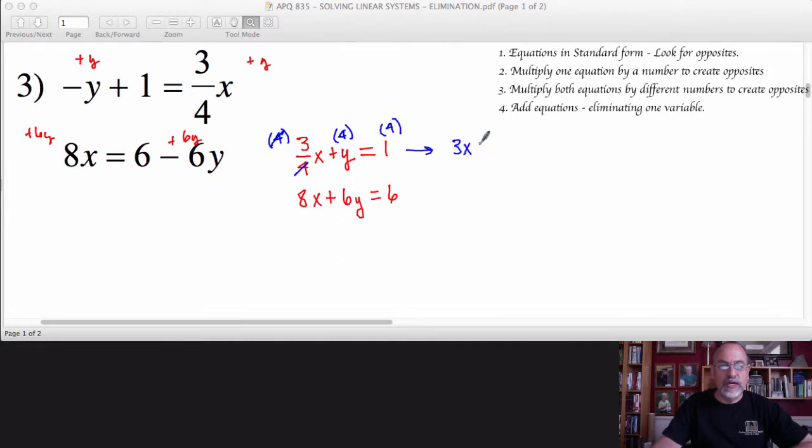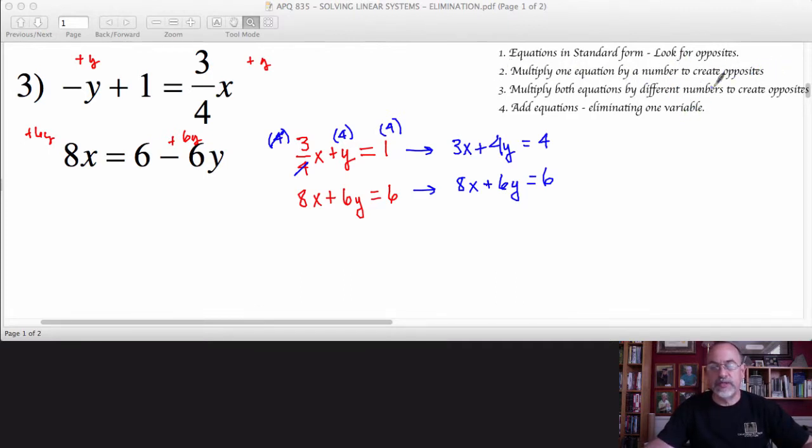And then I have 4 times y, which is 4y, and then I have an equal sign, and 4 times 1 is 4, and then I have this other equation, which I'm not changing right now, so we're just going to leave that as is. And so now I have my equations in standard form, and I also have the fractions taken care of. So now I have it looking nice and easier for me, at least in terms of visual. So now I can go to step 2.